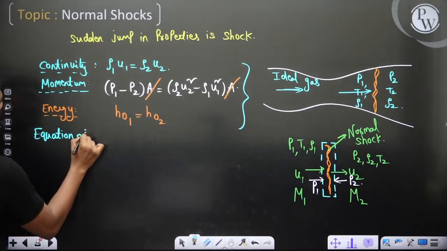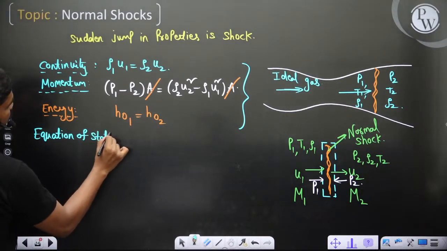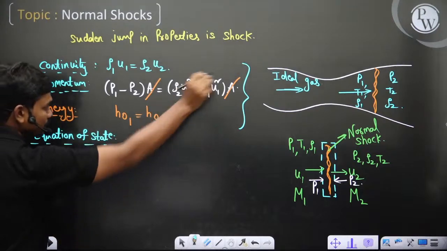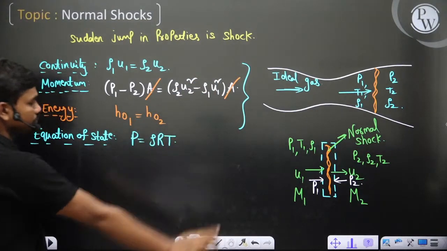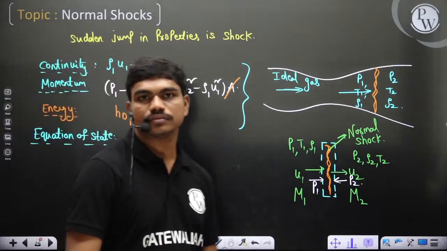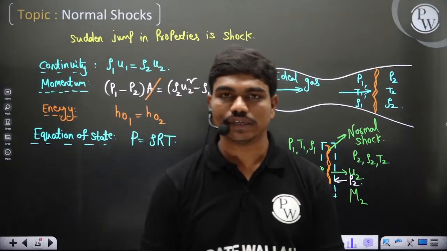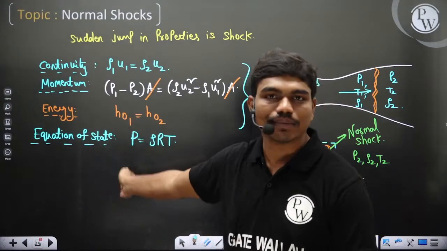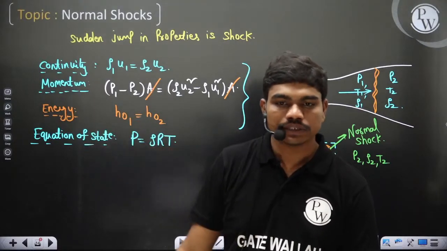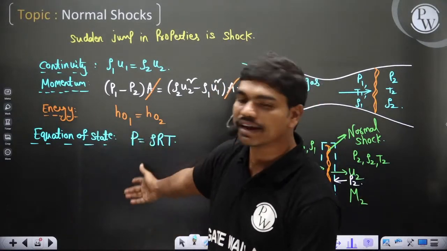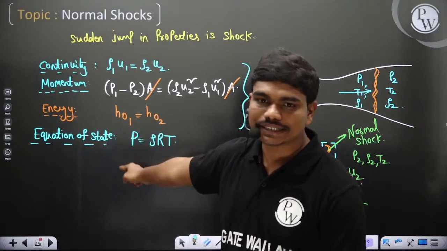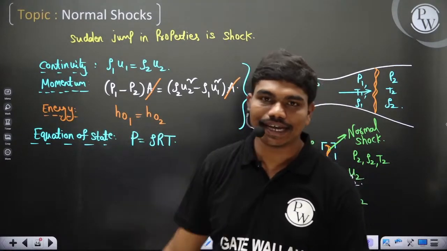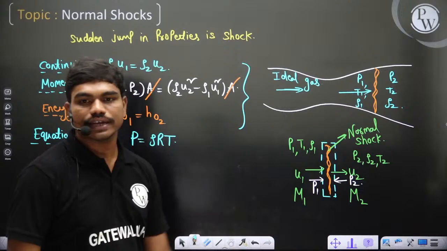Equation of state, and if you take the substance as ideal gas, then this is P is equal to rho R T. That's it. If it is some liquid or something, we might have got some other equation as the equation of state. If it is a real gas, we might have written the Van der Waals equation. So depending on the situation, we can write this equation of state. This is for ideal gas because the gas flowing here is ideal gas.